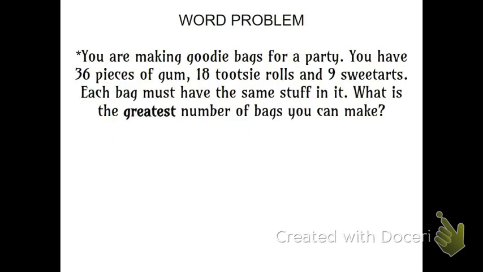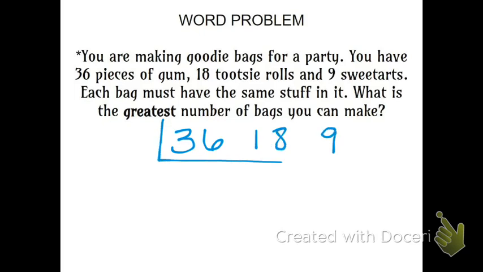Now, I want to show you how the cake can help you with this. I know some of you already know the answer, which is perfectly fine. But I just wanted you to see the information you can get from the cake. So let's start by making the cake for these three numbers: 36, 18, and 9. What number goes into all three of them? 9. I'm just going to skip to 9. If you didn't see that, remember you could have started with 3.